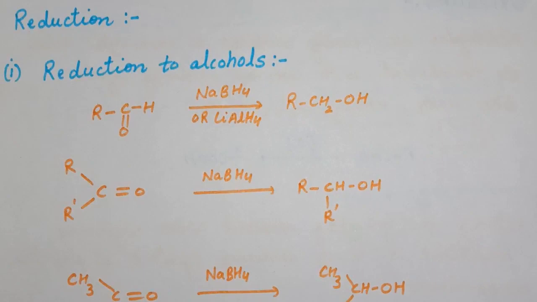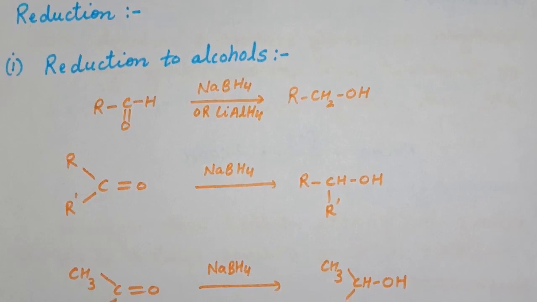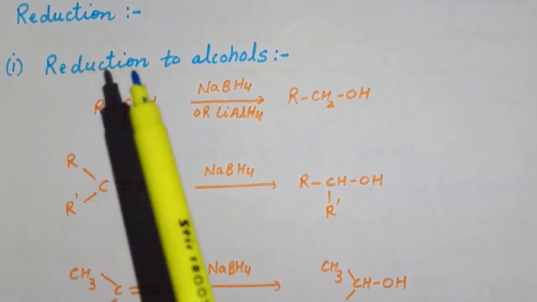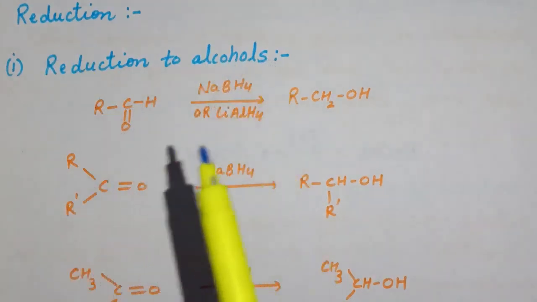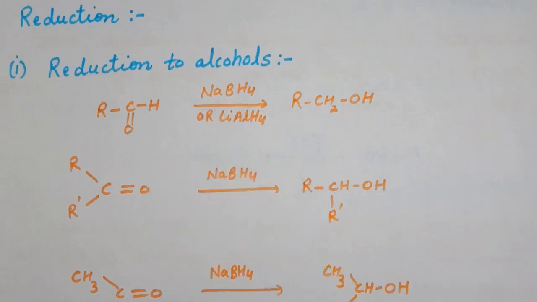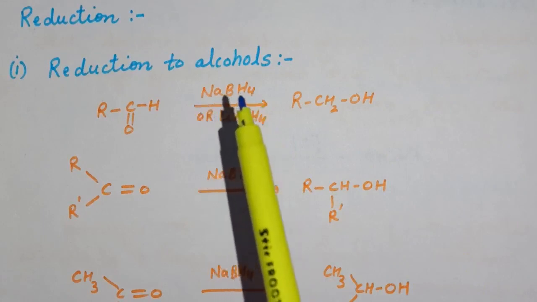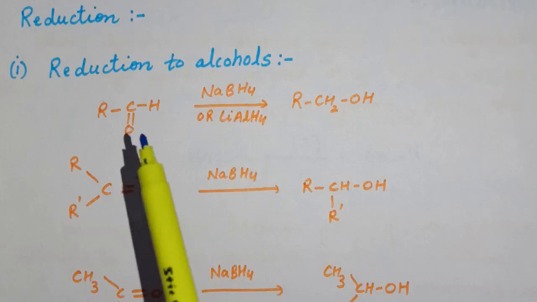In the previous lecture, we have discussed the nucleophilic addition reaction of aldehydes and ketones. Now next is reduction reactions. First is reduction to alcohols. Aldehydes and ketones are reduced to alcohols in the presence of reducing agents like sodium borohydride, that is NaBH4, or lithium aluminium hydride.